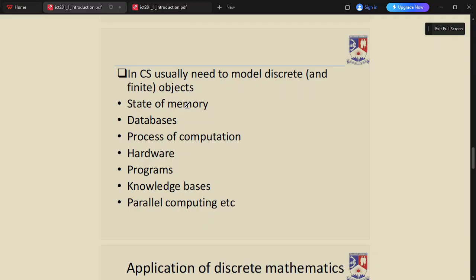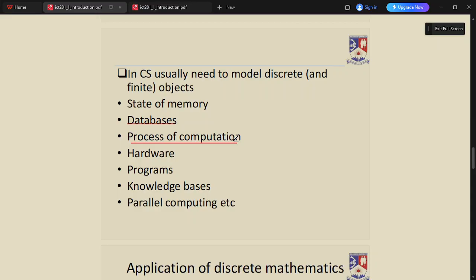In computer science, discrete mathematics is used to model memory as a finite set of bits or addresses. It uses set theory and logic to organize and query data in databases. It describes algorithms and finite steps using logic and automata theory in processing of computations.